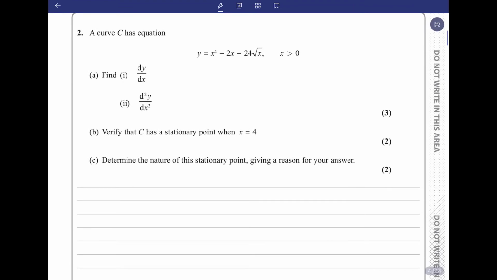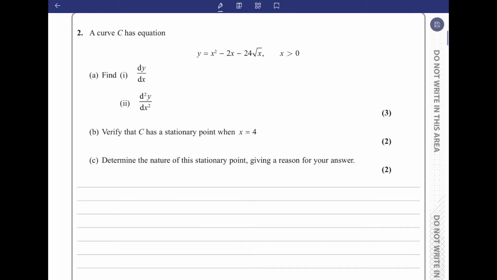Question 2, we're given a curve with this equation here, y equals x squared minus 2x minus 24 square root x, where x is bigger than 0. And we're asked a few things. We're asked to find the first and second derivative. We're asked to show that C has a stationary point when x equals 4. And we also are asked to determine the nature of this stationary point.